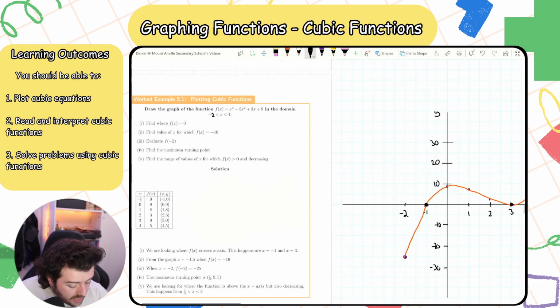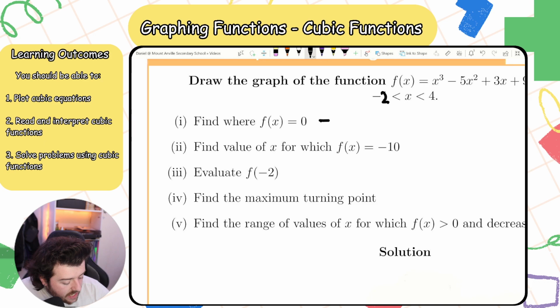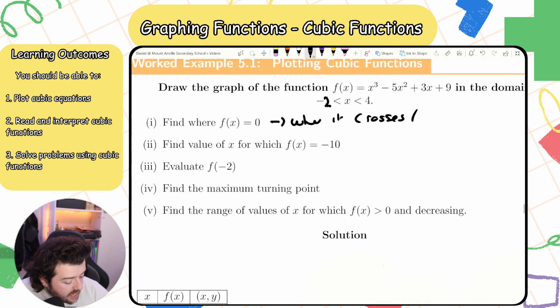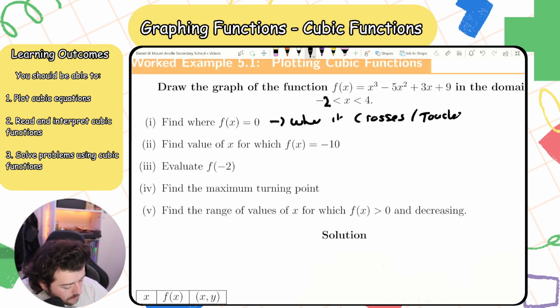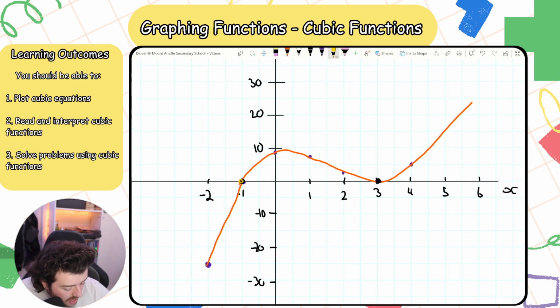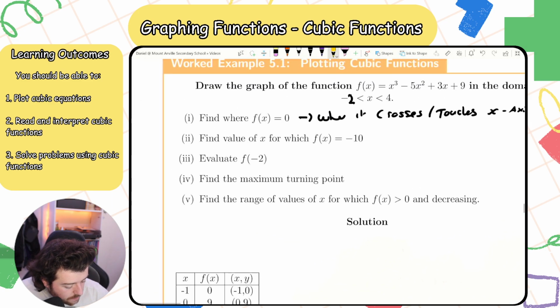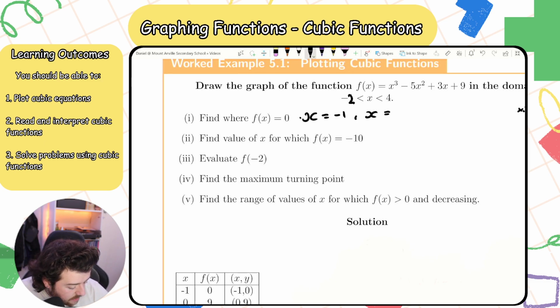So let's look at the questions. Find where f of x equals 0. So that is asking us where it crosses or touches the x-axis. The x-intercept, right? So that's asking for the x-intercept here. Well, it crosses at x equals -1 and when x is equal to 3. So that happens at x equals -1 and x is equal to 3.